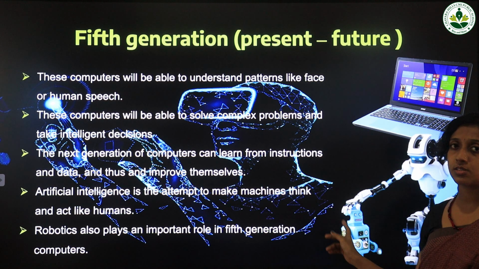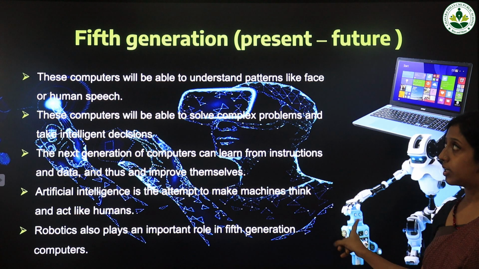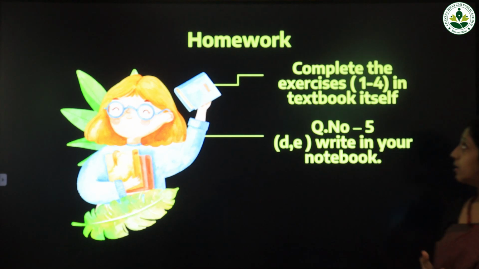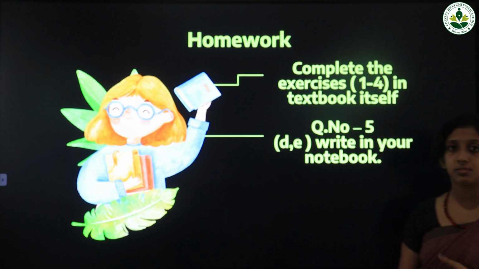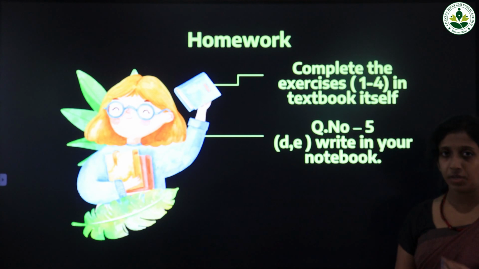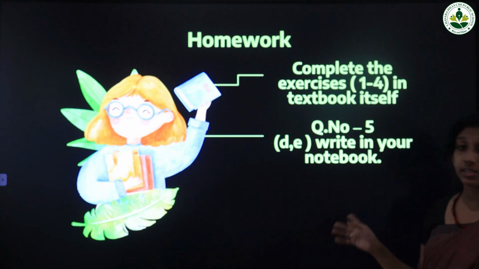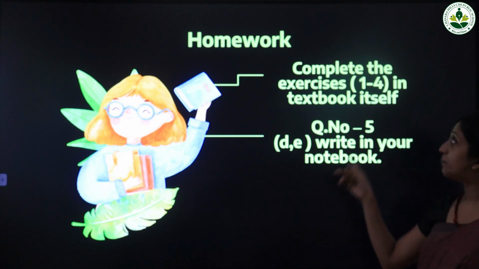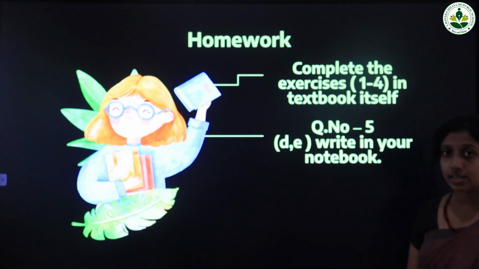You have to go through this topic and read it two or three times. Okay, and you have some homework, that is to complete the exercises in your textbook. First, you have to read your textbook two or three times and note the different examples and also the main features in each generation. Next, complete the exercises in your textbook from 1 to 4. And question number 5, questions D and E, you have to write in your notebook.